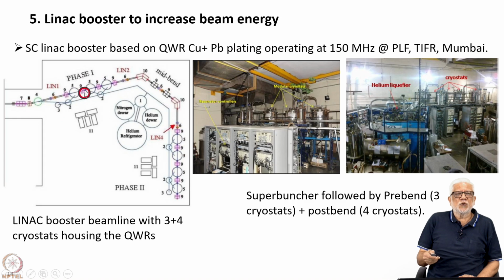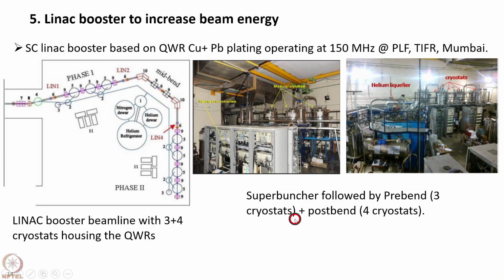So, there are three cryogenic modules here, each of which house 4 resonators each, and then there is a section here which has 4 cryostats. So, in all you have about 28 cavities, superconducting cavities, and this is a picture of the area in the pre-bend portion, and this is the post-bend portion. So, there are 7 big cryostats in all.